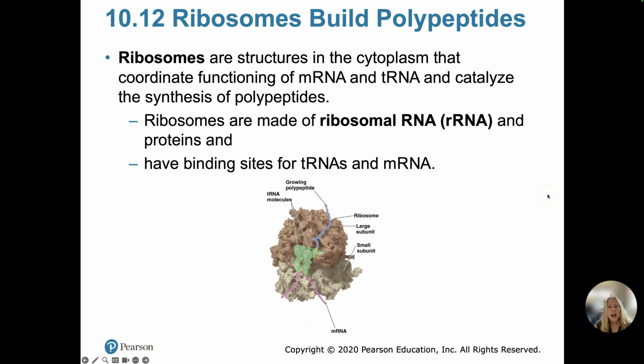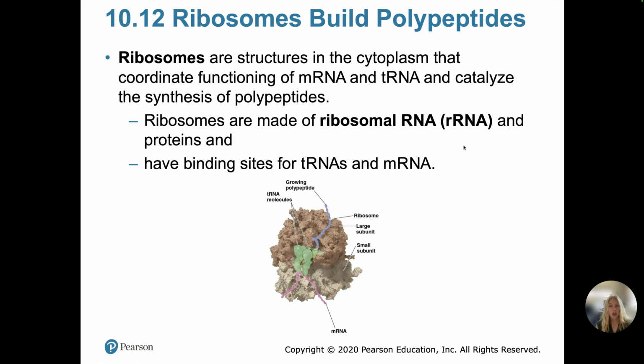The protein polypeptides are actually built in the ribosomes. When we talked about the tour of the cell, we talked about how ribosomes are where proteins are made. We're going to look at the ribosome more in depth now. Ribosomes are structures in the cytoplasm that coordinate functioning of mRNA, messenger RNA, and tRNA, transfer RNA, and catalyze the synthesis of protein polypeptides. Ribosomes are made of ribosomal RNA, rRNA, so that's another type of letter RNA.